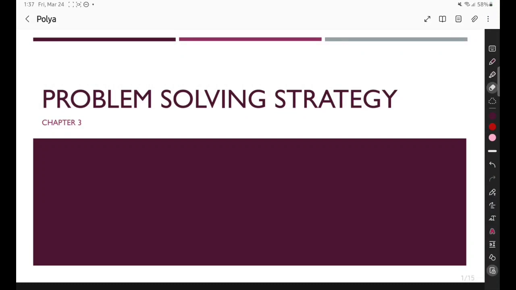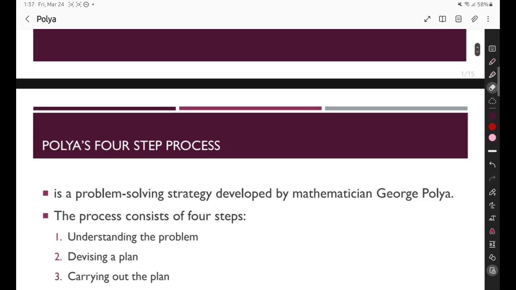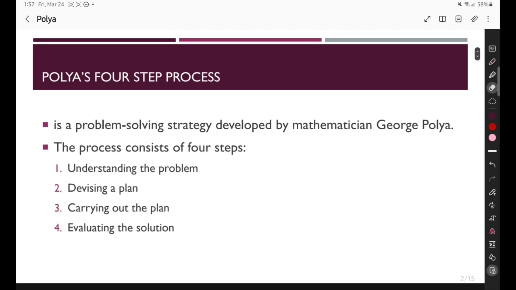Okay, so hello. This is the last part of chapter 3, problem solving strategy. The strategy that we will introduce is Polya's four-step process, a problem solving strategy developed by mathematician George Polya. The process consists of four steps. First, understanding the problem. Second, devising a plan. Third, carrying out the plan. And fourth is evaluating the solution or looking back.